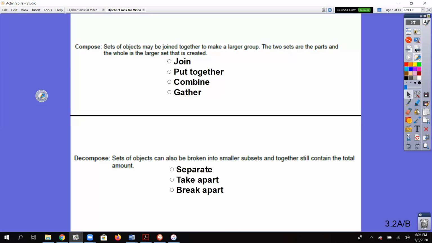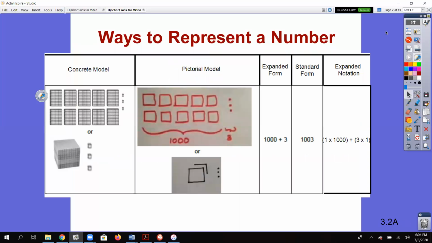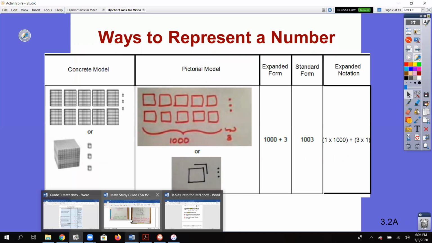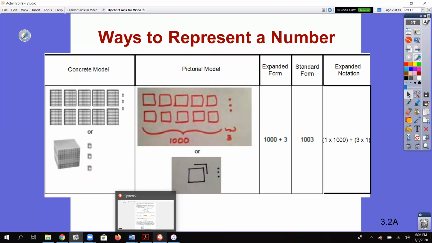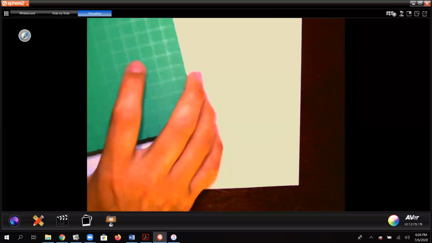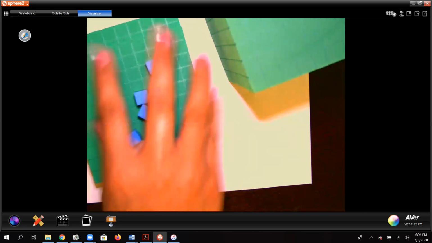When we're looking at place value, there's different ways that we can represent the same number. One is a concrete model, and all that means is using your place value blocks. So you all are very familiar with these, the hundreds and the thousands and the ones, the tens. This is your concrete models that sometimes you'll use in class.